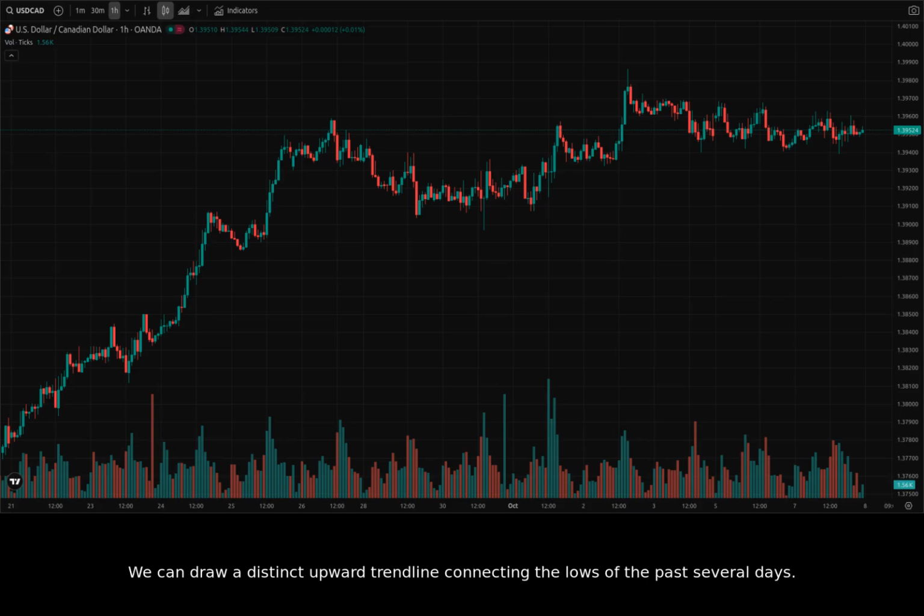We can draw a distinct upward trend line connecting the lows of the past several days. This trend line currently represents our immediate dynamic support. As long as the price remains above this line, the short-term bias is bullish. However, the most recent price action over the last day has been decidedly sideways.